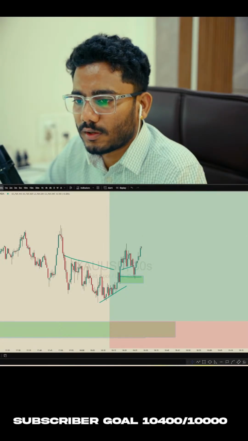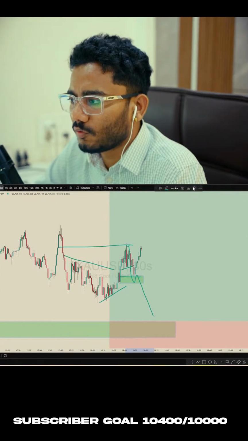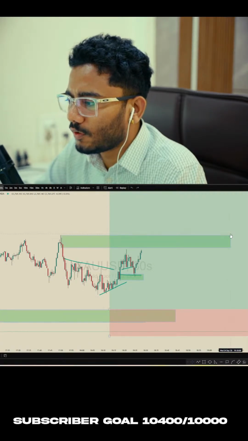So first I thought that it had tapped this area and then it would continue. But if you look at lower time frame, there is also imbalance left over here. That's why it completed this. Now what is this creating? It's just creating a trend line liquidity below this area.